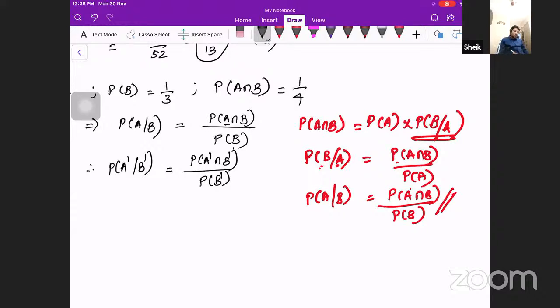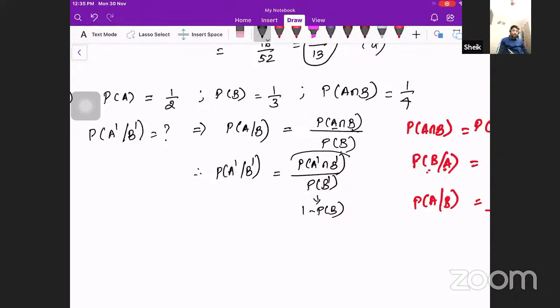Now, I know P of A, P of B, and P of A intersection B. But they ask you to find P of A dash intersection B dash. At least P of B dash I can write as 1 minus P of B. Now I have to find what exactly P of A dash intersection B dash is. I hope you remember De Morgan's law. P of A dash intersection B dash is nothing but 1 minus P of A union B the whole dash.